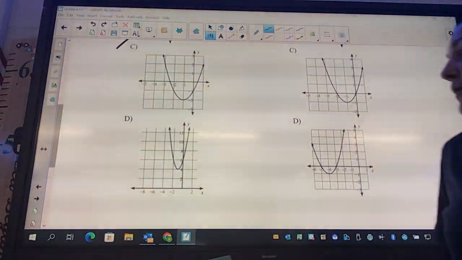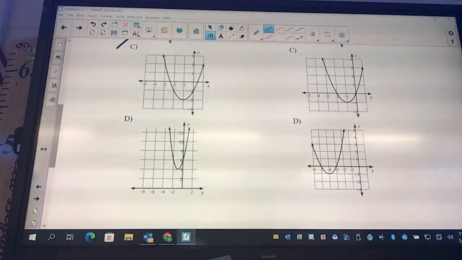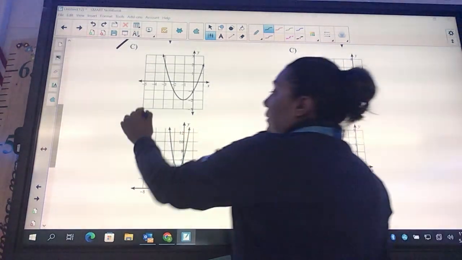And so we've got to type in the rest of the way, kind of. But what is our A in this case? A is 2. That means that our graph is not going to be a regular size U. It's going to be a really tall, skinny U. Okay, so it's going to be D.